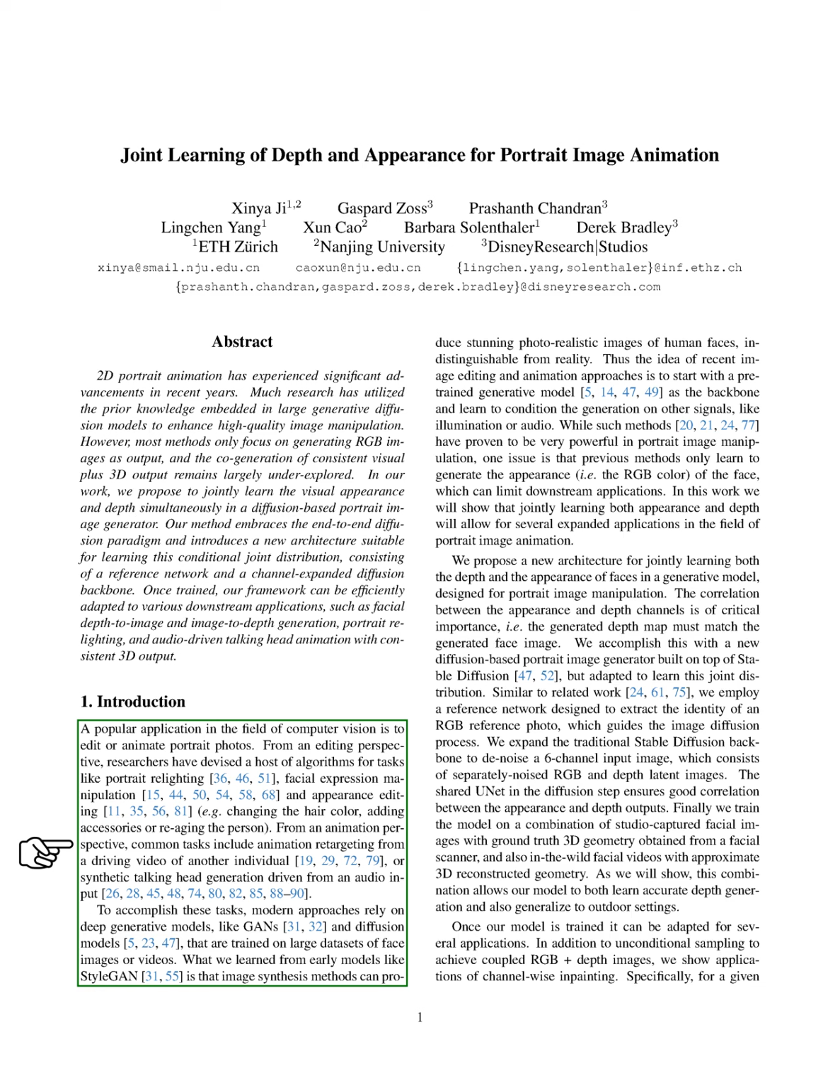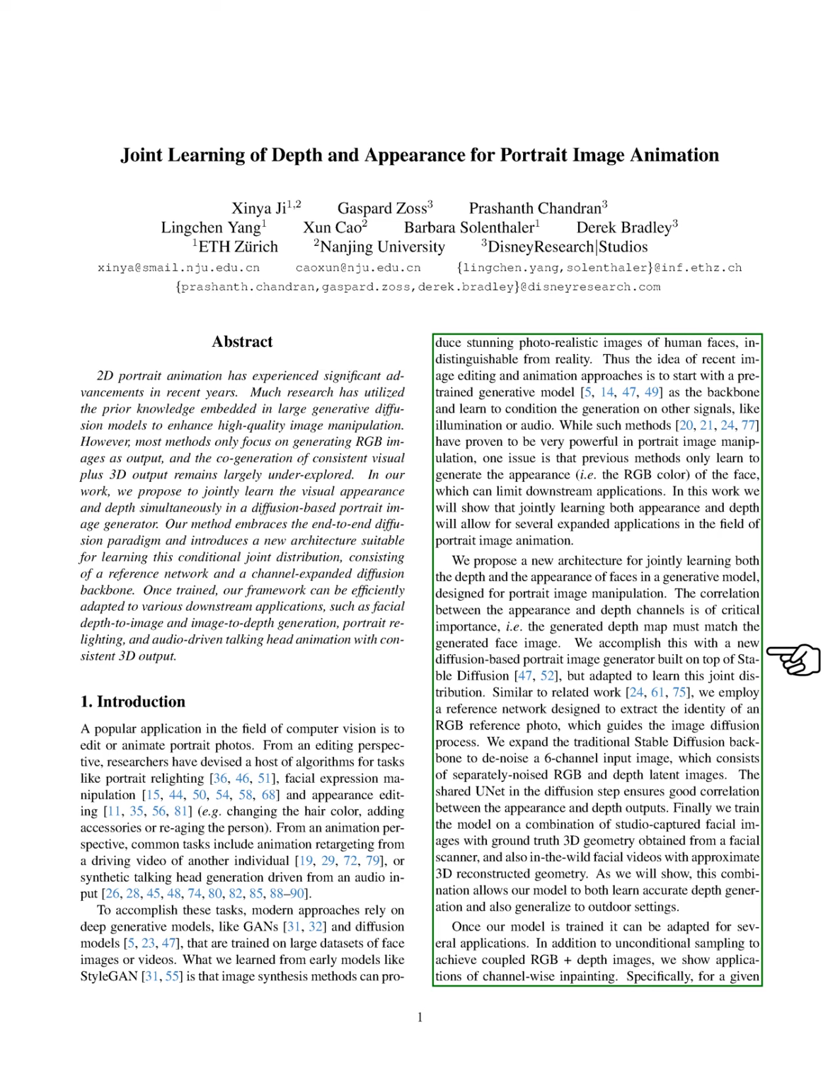audio. To achieve these tasks, we rely on advanced deep generative models, such as GANs and diffusion models, which are trained on extensive datasets of facial images and videos. From our observations with early models like StyleGAN, we see that these methods can create incredibly realistic images of human faces. The recent approaches in image editing and animation typically use a pre-trained generative model and learn to adjust the generation based on additional signals, such as lighting or audio.